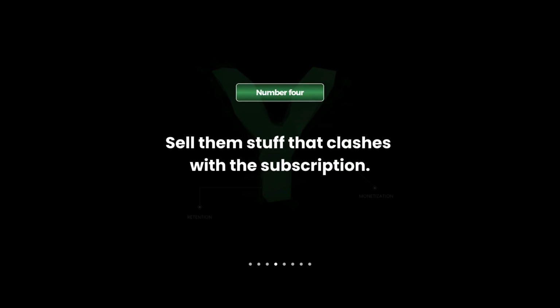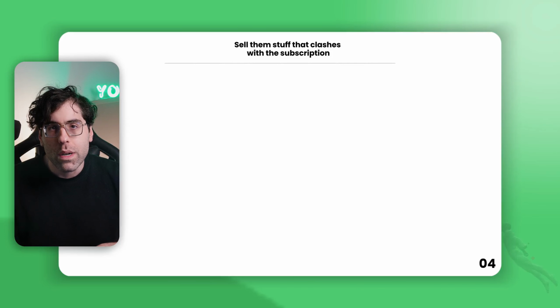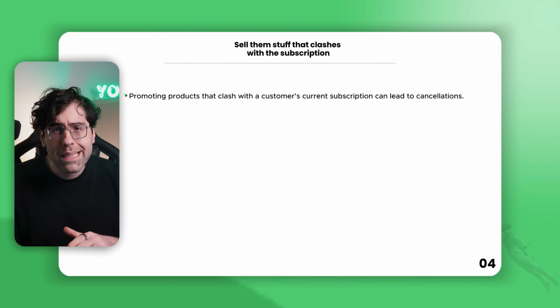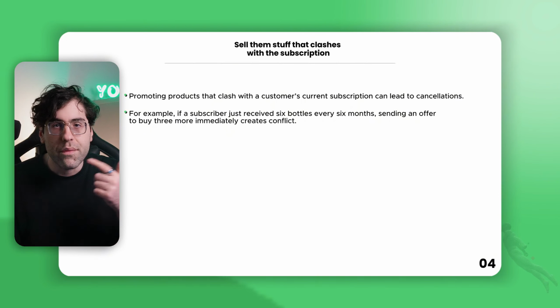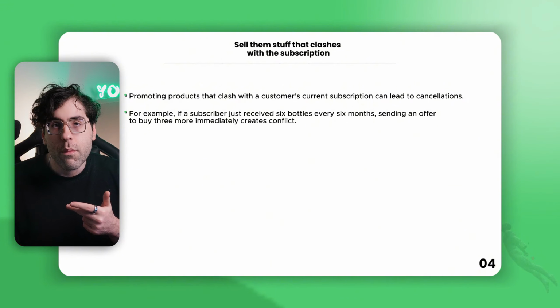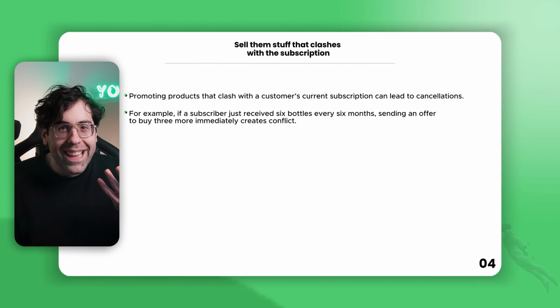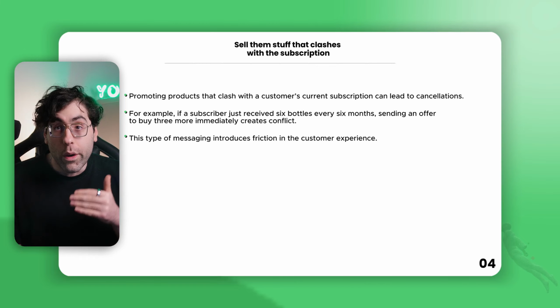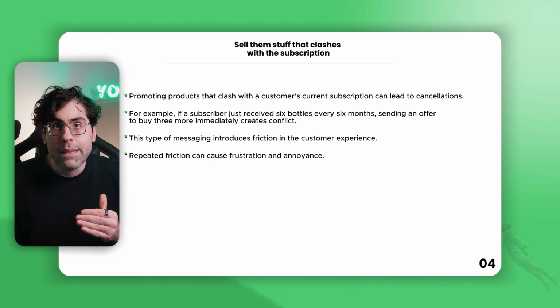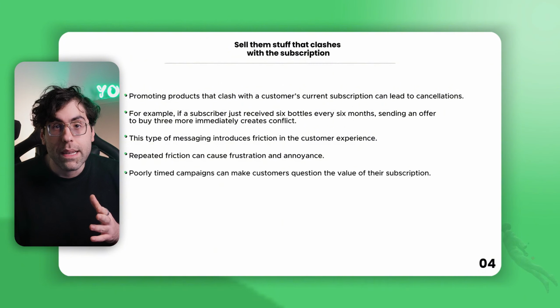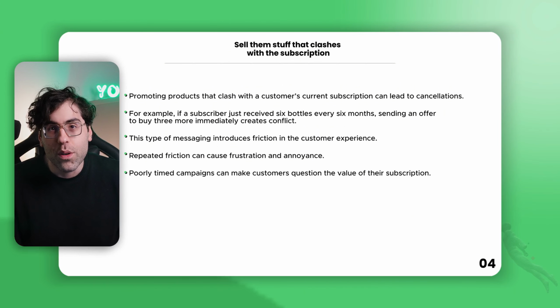Number four, sell them stuff that clashes with their current subscription. Another great way to cause cancellations. Send campaigns that conflict with their current subscription. For example, you get 6 bottles every 6 months, they've just renewed, and then you send them emails to buy 3 more bottles right now. Why? They have just received 6. So when you do this, you are basically creating friction, and then you start to annoy people. And you don't want to be doing this with your campaigns. The last thing you actually want them to think is, why do I even have this?